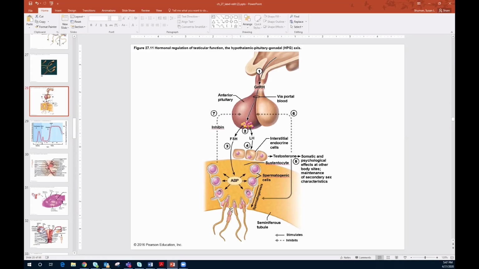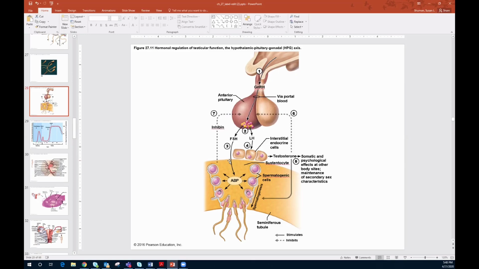Take a look at the picture. Who's this? Who's it talking to? The sustentacular cells. Yes, the sustentacular cells, I said it right, yeah. Well, I can't hear you unless I hear you. That was a very deep statement on my part, just so you know.